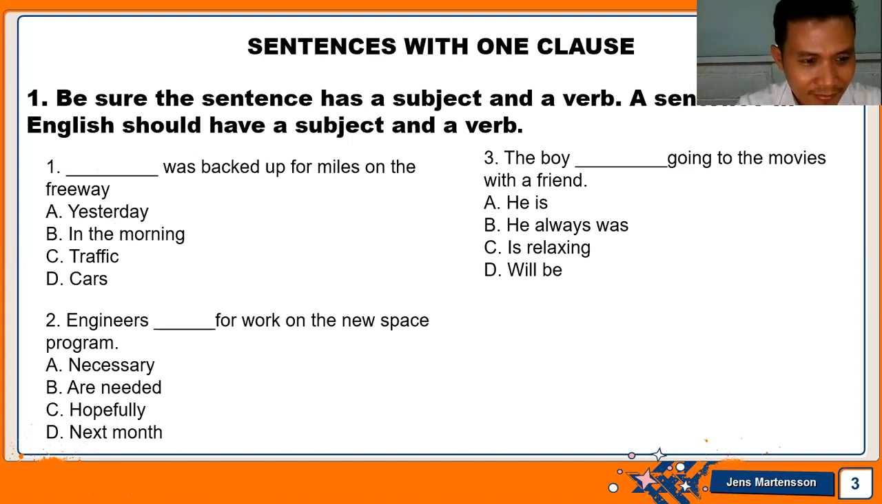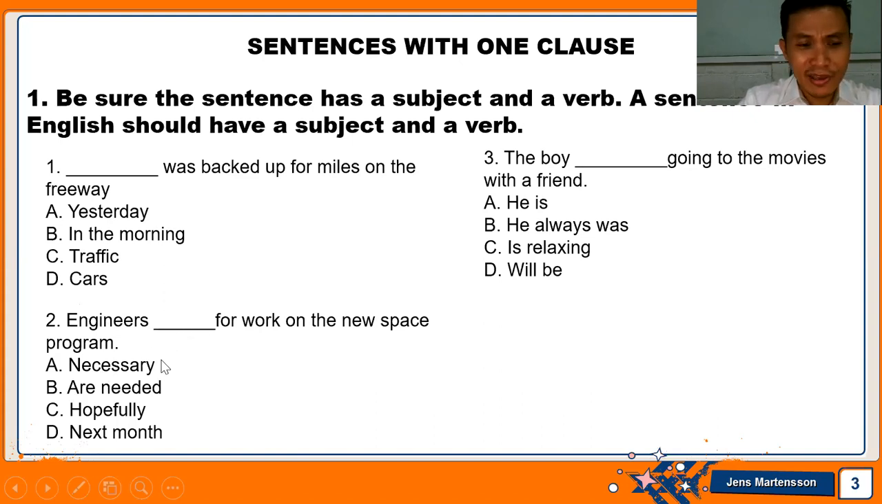Now number two, make it quick. Are needed, sir. Amri said B. Any other answer? Do you agree with Amri? I agree, because we need a verb, sir. That's right. So what is missing here? The verb. Do we have a subject or not? Yes, already, sir. Engineers. Is the subject singular or plural? Plural, sir.